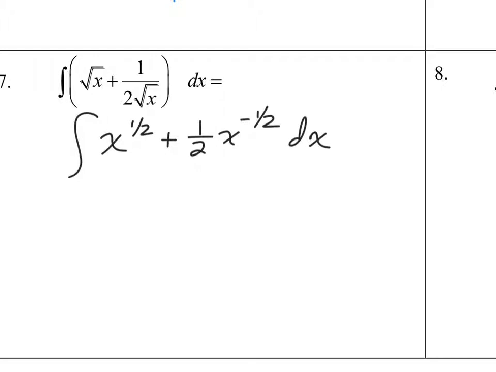Increase the exponent by 1, it becomes x to the 3/2. Divide by the new exponent. You divide 1 by 3/2. That's the same as multiplying by 2/3. So that's the first piece.